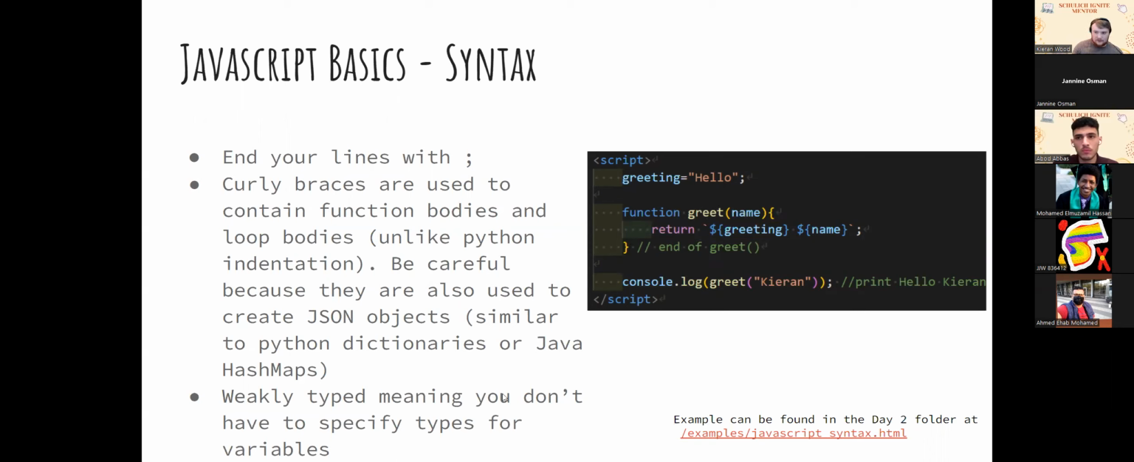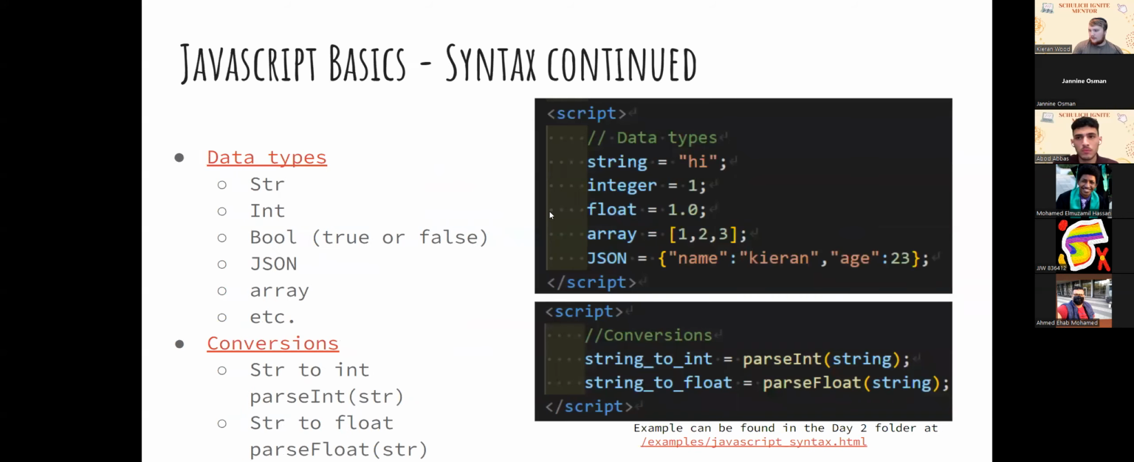You actually can't specify any types of variables. Essentially, variables in JavaScript can be literally anything. So keep that in mind.